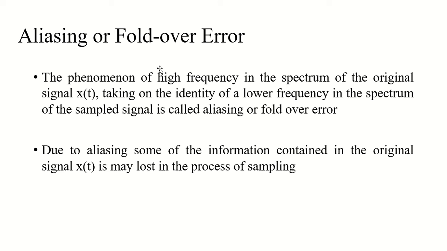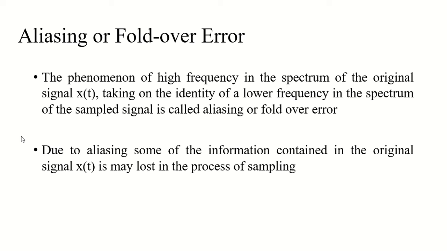So basically, what is aliasing? I have given the definition in this line, but I will come to the definition slowly. First, let me tell you, if I have an original signal x of t, which is not strictly band limited, and if the sampling frequency is less than 2 omega, then this aliasing phenomenon or fold over error is observed in my signal.